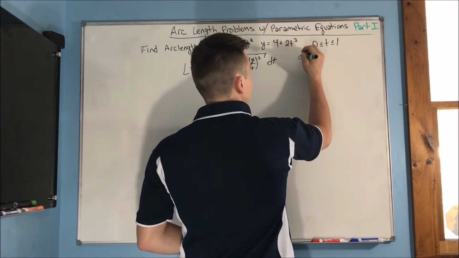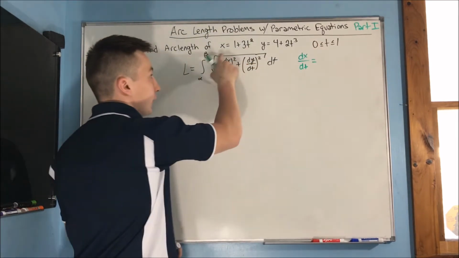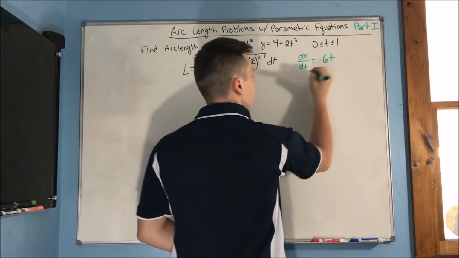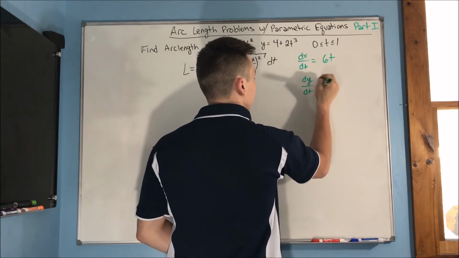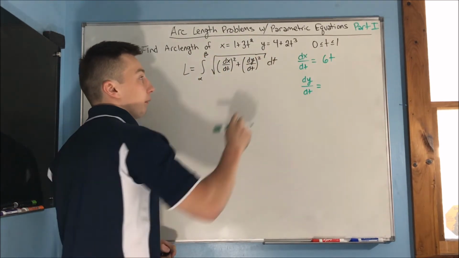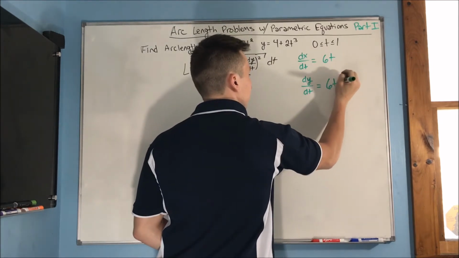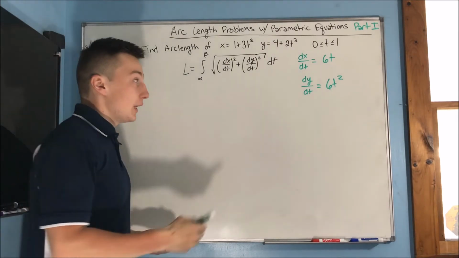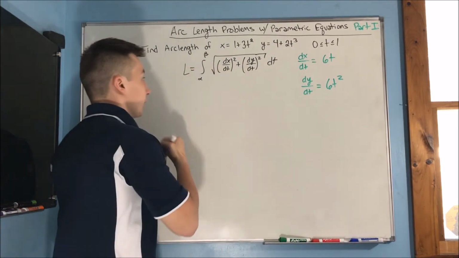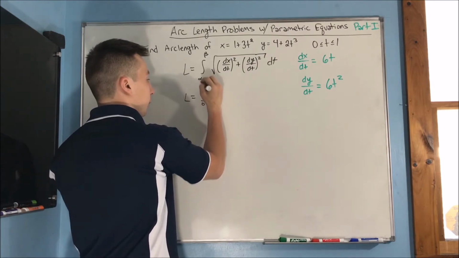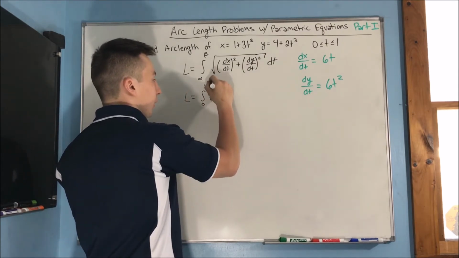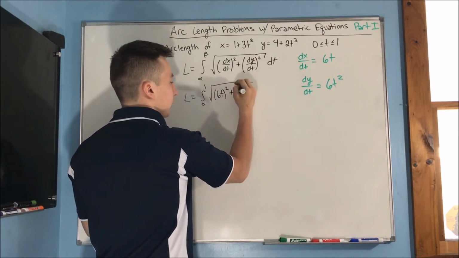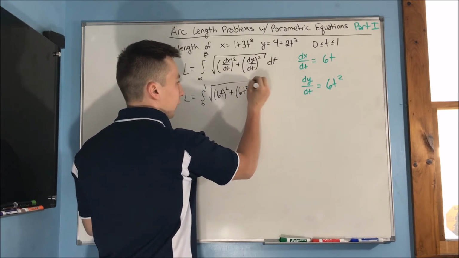So, we can find dx dt, right? That's just taking the derivative of this x equation here. And that's going to give us 6t. And taking the derivative of the y equation here, this will be 6t squared. Alright, now we have everything that we need to actually plug in this equation here. So we get the arc length equals the integral from 0 to 1 of the square root of 6t squared plus 6t squared squared dt.